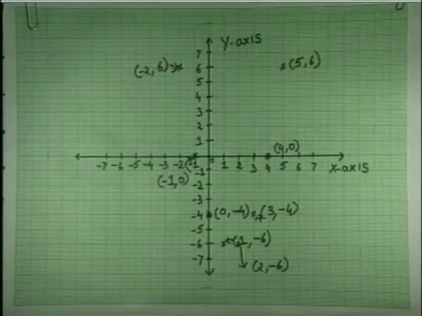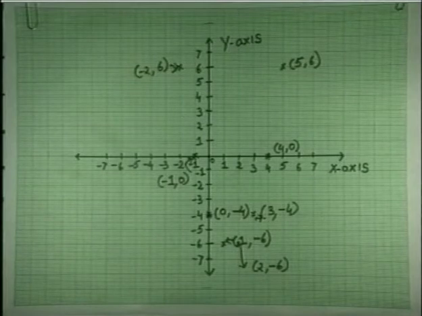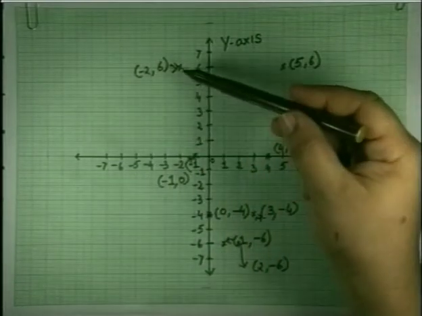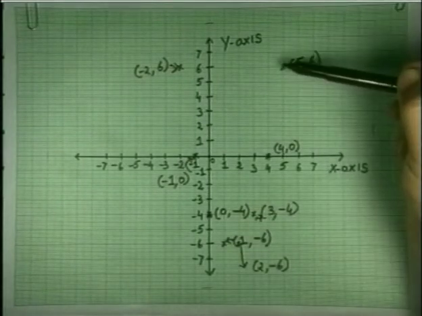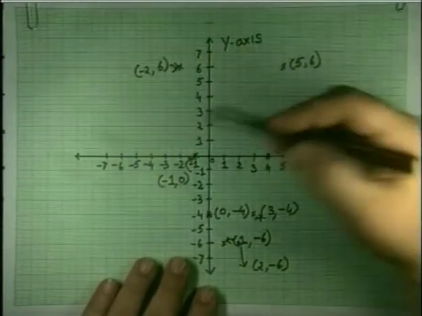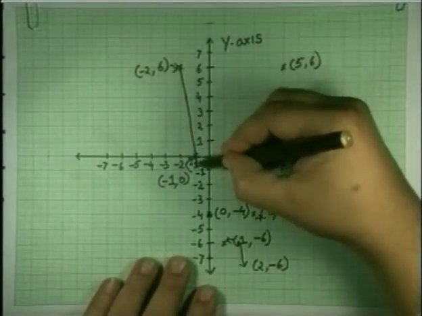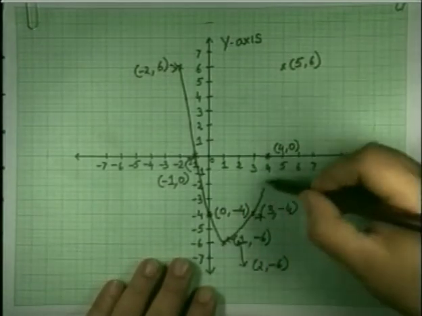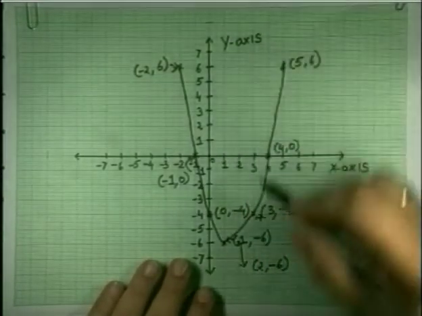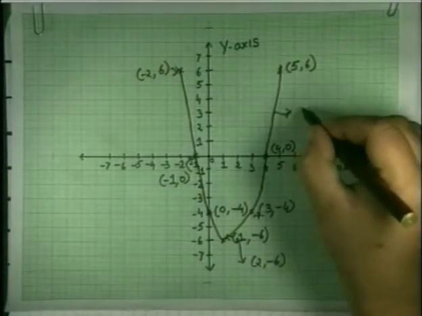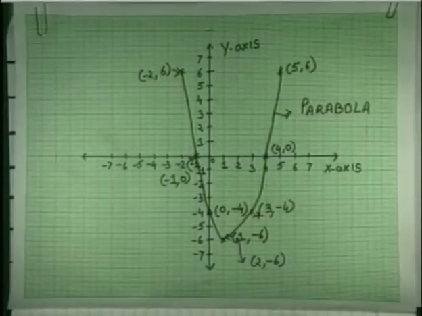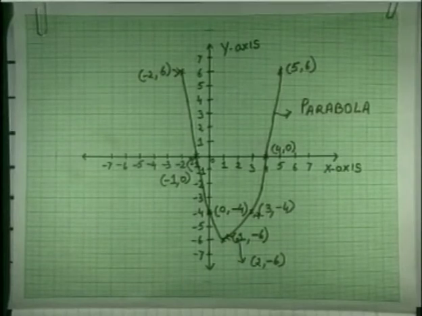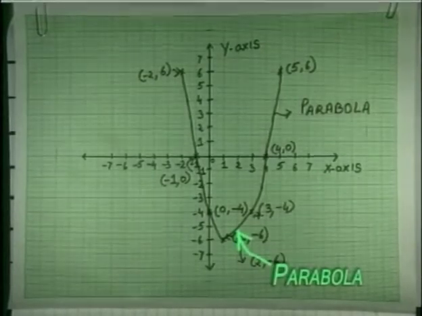So children, let us join these points now. Earlier for linear equation we have seen it's a straight line. But if you see the shape, it's not a straight line, it's something like a U shape. So let us join it. What is the shape of a graph called? It is called a parabola. So from the graph we have seen the shape. It is like a U shape which is called parabola.